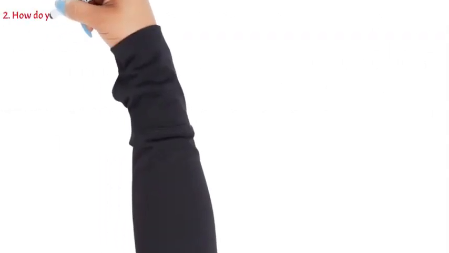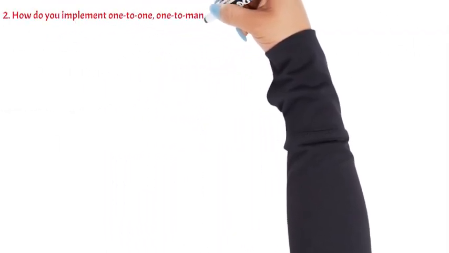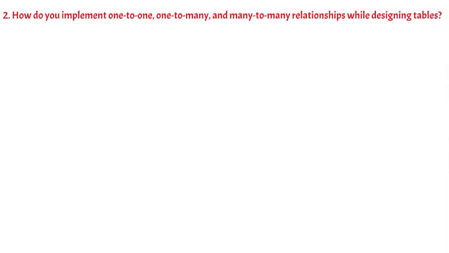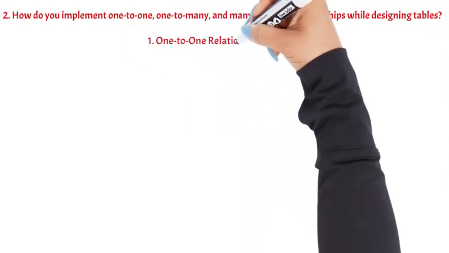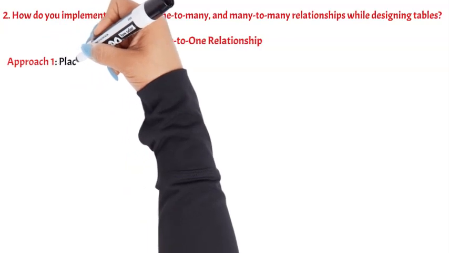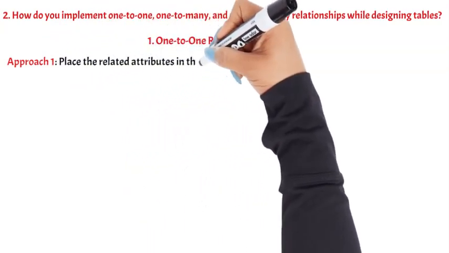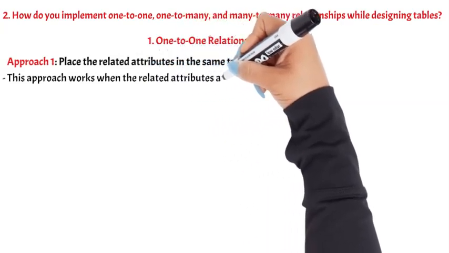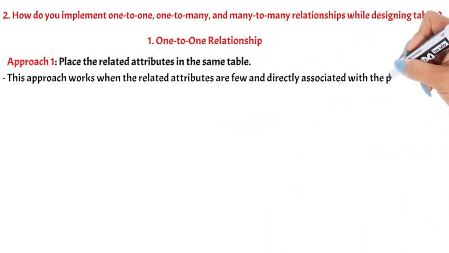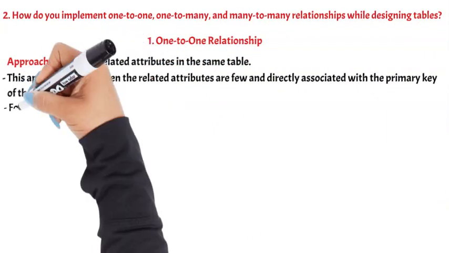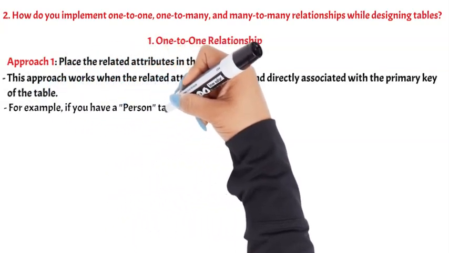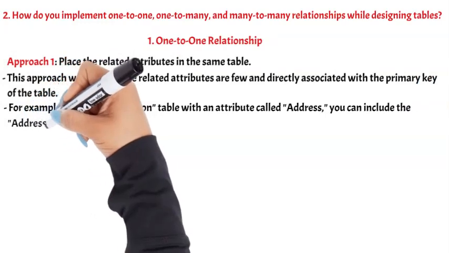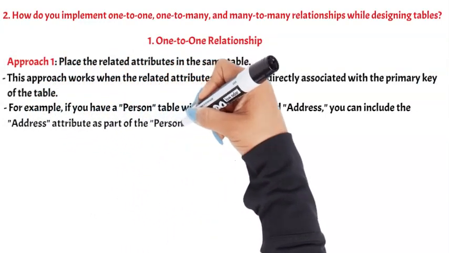2. How do you implement one-to-one, one-to-many, and many-to-many relationships while designing tables? 1. One-to-one relationship. Approach 1. Place the related attributes in the same table. This approach works when the related attributes are few and directly associated with the primary key of the table. For example, if you have a person table with an attribute called address, you can include the address attribute as part of the person table.